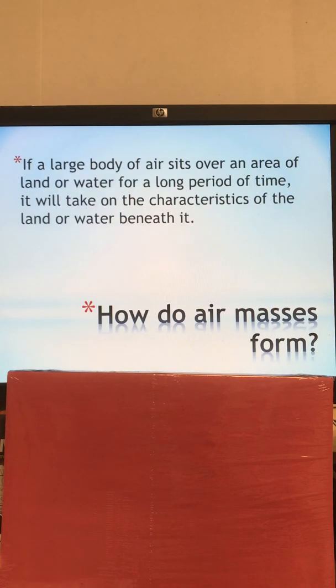Okay, air masses. We talked about what an air mass is. How do they form? They sit over an area of land or water for a period of time, and it takes on the characteristics of the land or water beneath it. So it would be easy to think that if an air mass sat over water, it's going to accumulate a lot of water vapor. Over land, it won't acquire so much water vapor because it's not sitting over water.